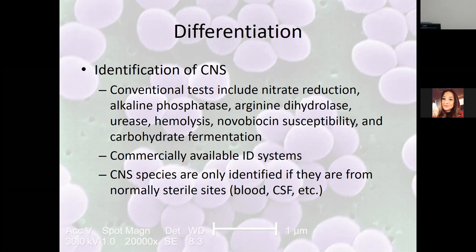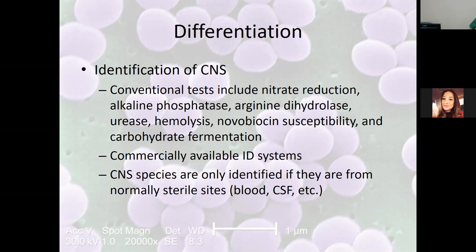And then you can get them commercially available. And then these coagulase negative staph species are only identified if they are from normally sterile sites like blood, cerebral spinal fluid. So what does that mean? We'll go back to think about our staph epi. Don't forget about staph epi. And what did I tell you about staph epi?